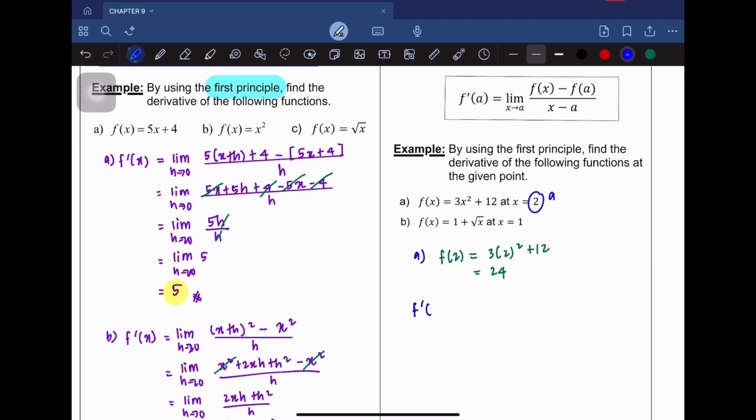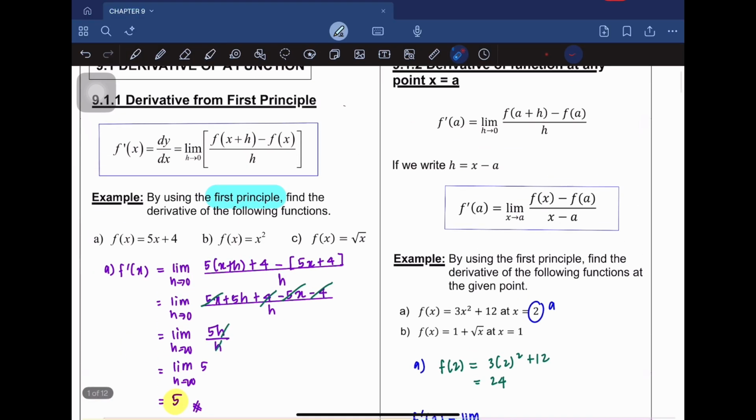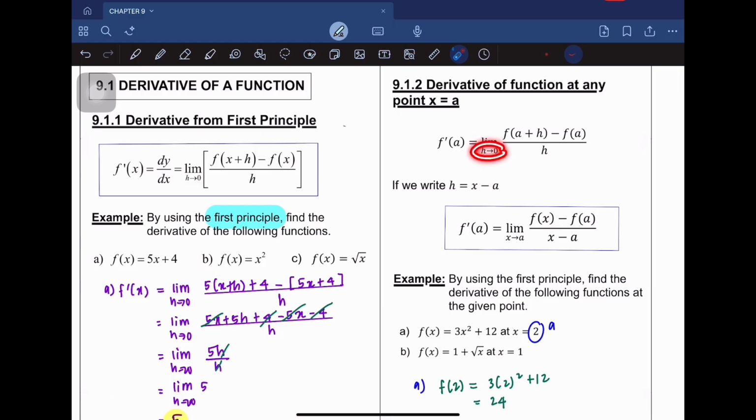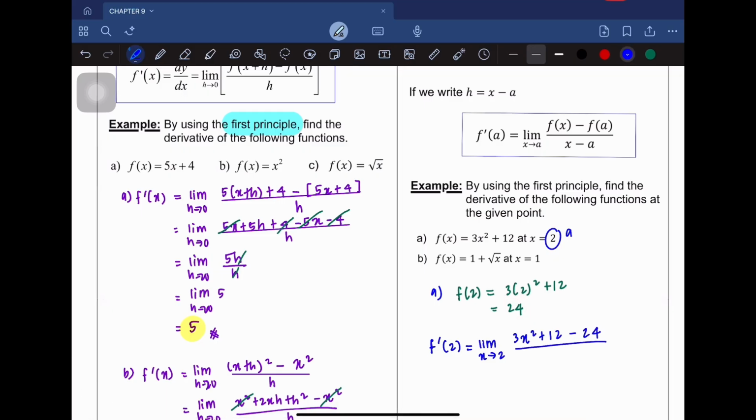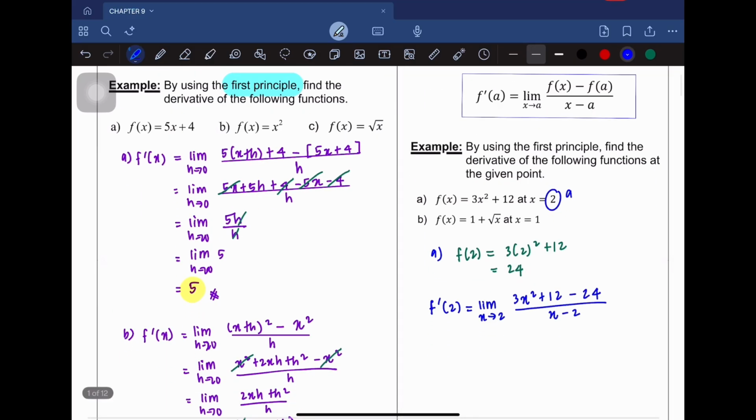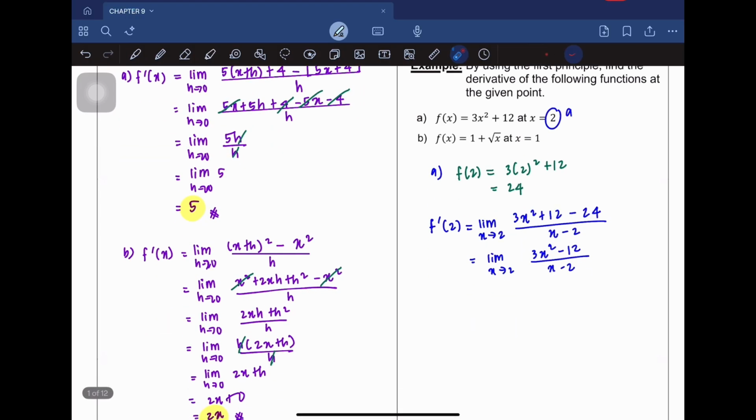So the f prime a, which is 2, is equal to limit x approaching. Okay, so kalau korang tengok formula asal, dia h approaching 0 kan? But untuk formula at any point, dia x approaching a. Okay, x approaching a. So in this case, x approaching 2. Okay, so fx kita adalah 3x square plus 12 minus fa. Fa kita dah cari tadi, 24. So substitute sahaja. Over x minus a kita 2. Okay, so kita simplifykan. Dia jadi 3x square minus 12 over x minus 2. Okay, so try masukkan 2 kat sini dan sini. Apa yang awak akan dapat adalah 0 over 0.